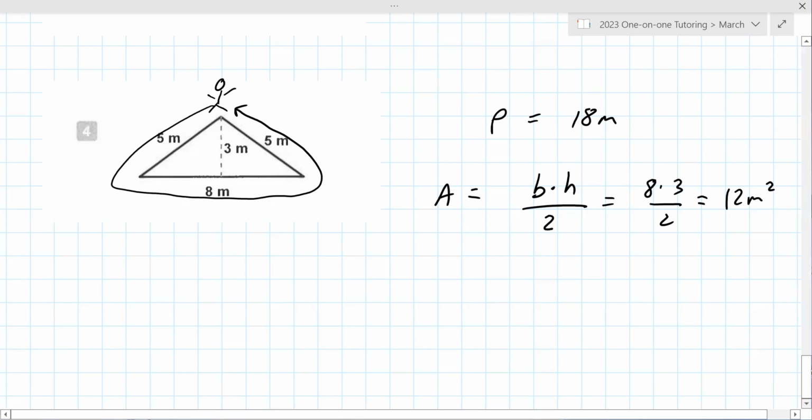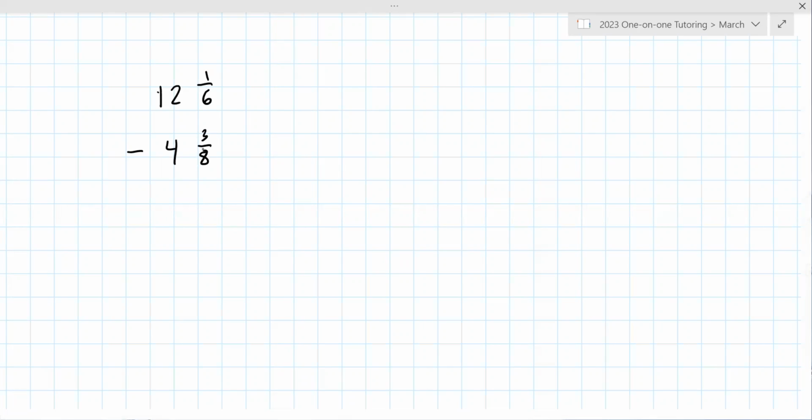All right, so let's do a problem here. Let's say I want you to do 12 1/6 minus 4 3/8. Let me just double check that. Yeah, that's fine. Okay. So what you should notice, somehow you've got to notice that 1/6 is less than 3/8.